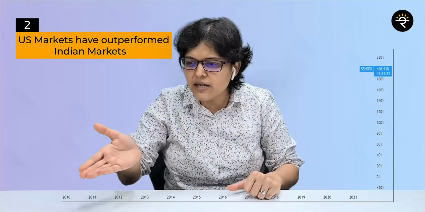Number two is that US markets have outperformed the Indian stock markets. If you look at it visually, see how US markets have always outperformed the Indian stock markets. All in all, the pattern was the same, but the rate at which returns were given by US stock markets was a shade higher compared to the Indian stock market.